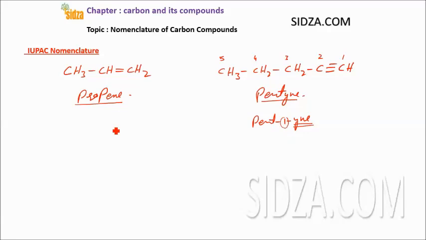So let's have one more example to get a clear idea. Suppose we have a CH3, CH, double bond, CH, single bond, CH3 here. Again this molecule is an alkene, and I'm going to start the numbering from the left side, 1, 2, 3. Now how many carbon atoms are there? 4. So I'm going to use the term but.